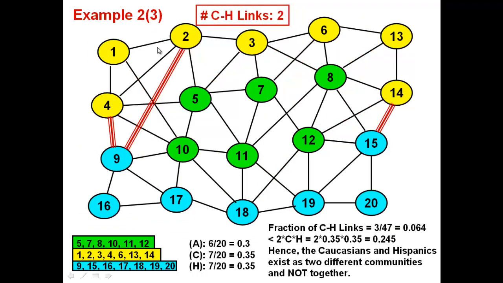Now the last category is the Caucasian-Hispanic students. The expected fraction is 2 times 0.35 times 0.35, which is 0.245. The actual fraction of links is 3 out of 47, which is 0.064. So that is less than 0.245. So the Caucasian and Hispanic students exist as separate communities.